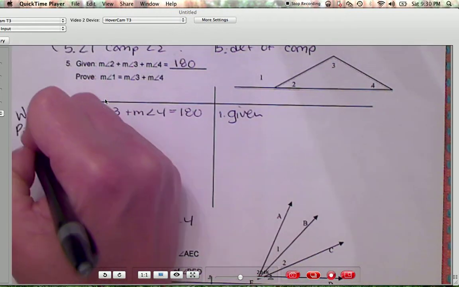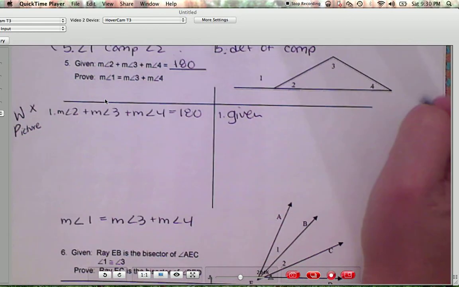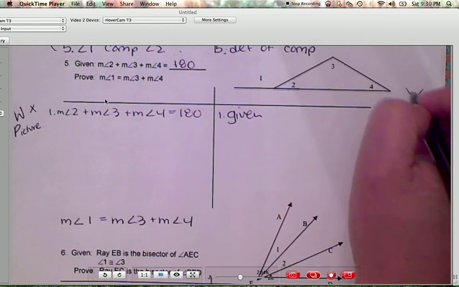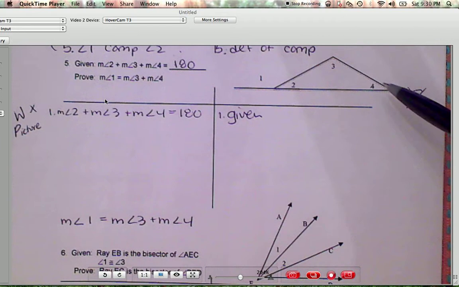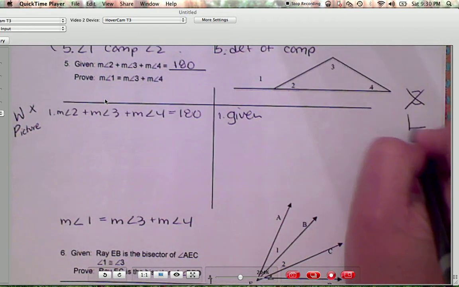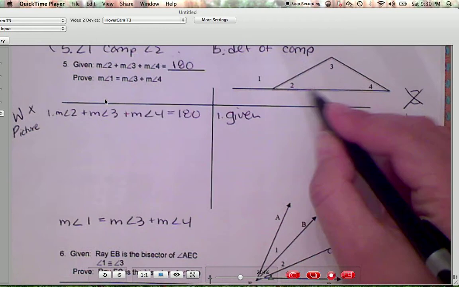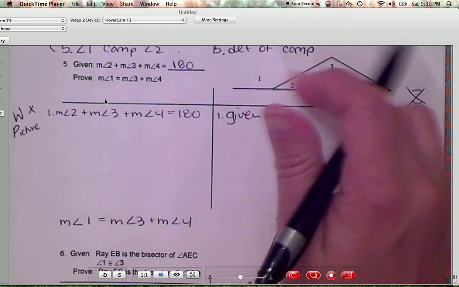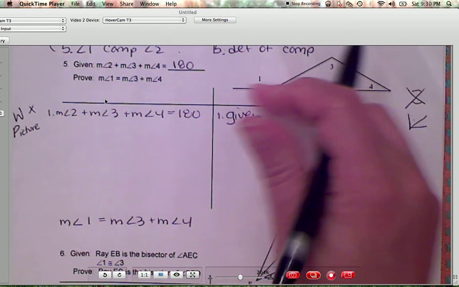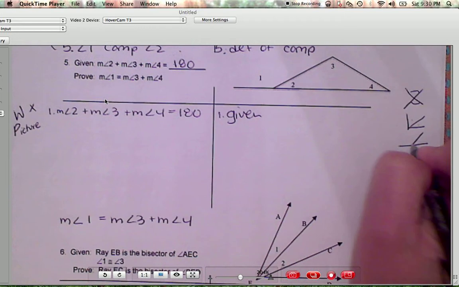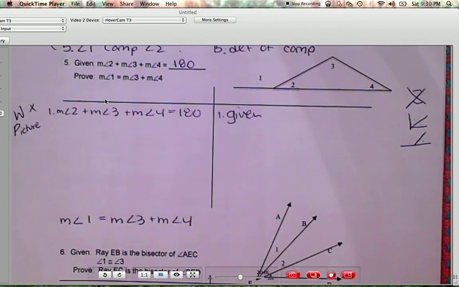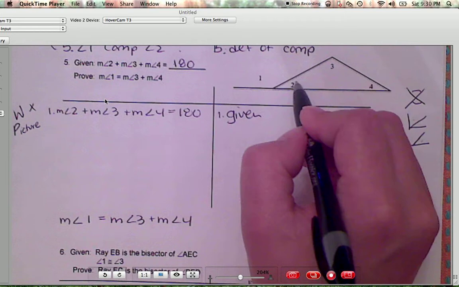Go to the picture. Okay, so remember our choices are vertical angles. I don't see any vertical angles. We've got angle addition where we have two angles that add up to another angle. Don't have any of those. Well, we do have two angles that add up to something, but it's not going to be specifically another angle. It's going to be two angles that form a line. So we've got a linear pair going on right here.